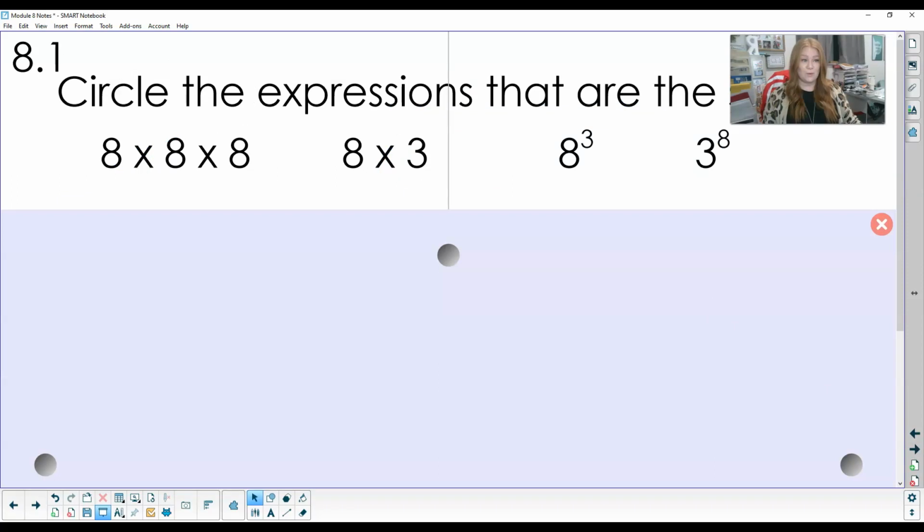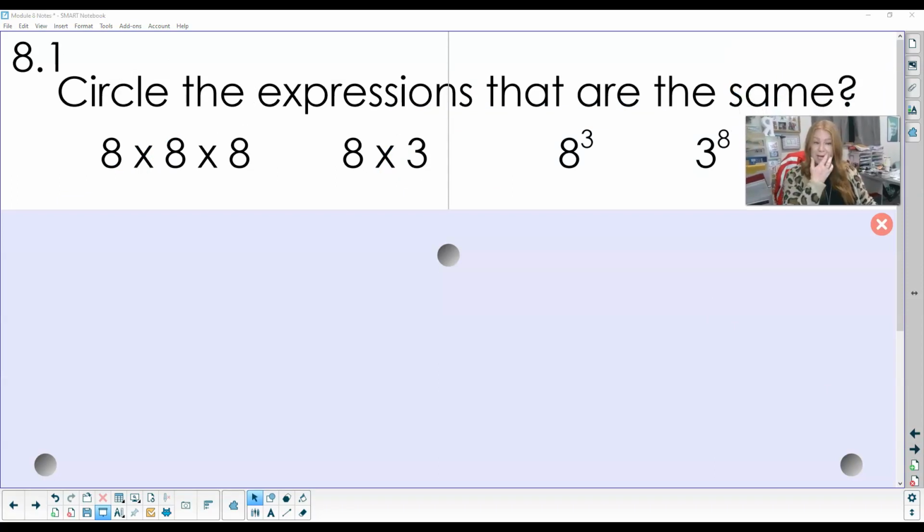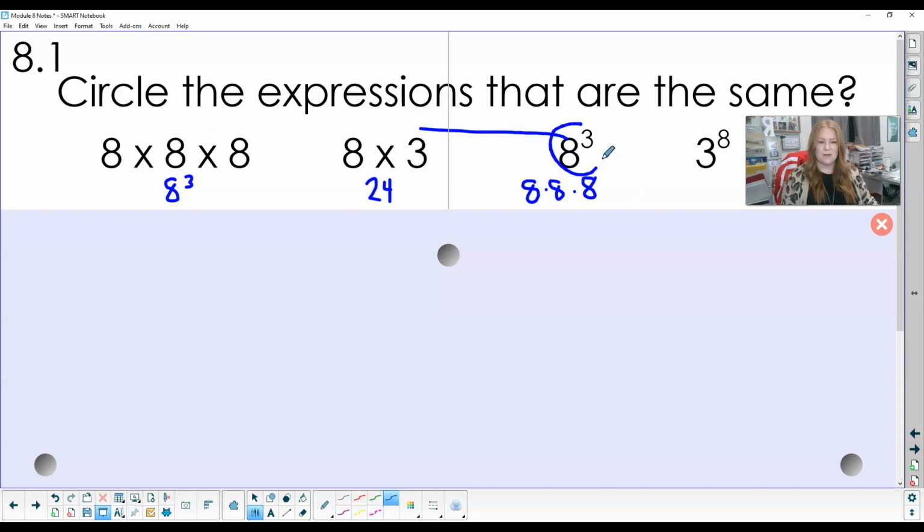Okay, the last thing we're going to do for these notes is look at these examples here and decide which ones mean the same thing. So 8 times 8 times 8, that is 8 to the 3rd. 8 times 3 is 24. That's not the same thing. That's not an exponent. 8 to the 3rd power is 8 times 8 times 8. Well, right here, we have the same thing. Oh, I'm sorry, I'm supposed to circle them. So these are the same.